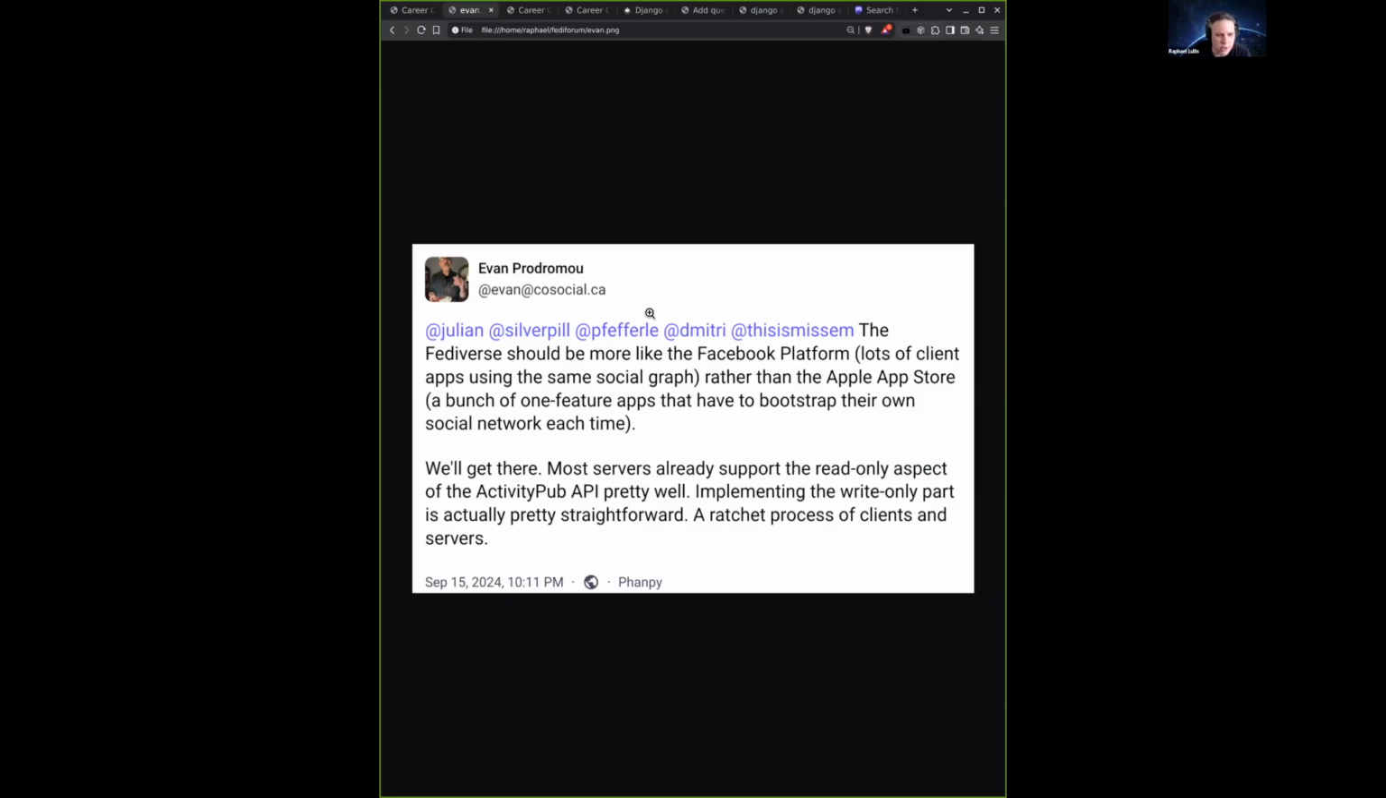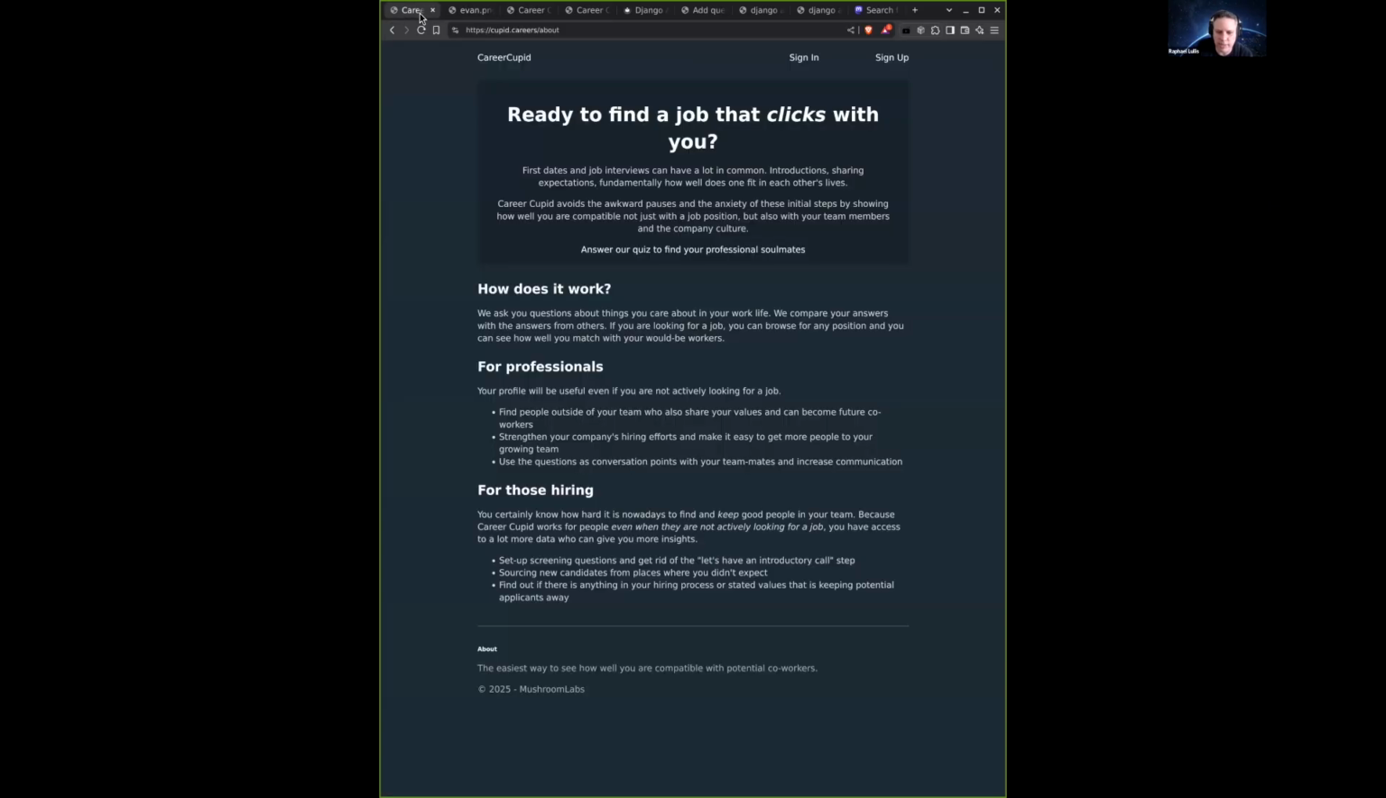And I want to take one of the comments from even some time ago that the Fediverse should be more than like the Facebook platform, like one graph where you could have all these different applications instead of just the Apple Store, which is just a bunch of apps that have one single use and they do not talk with each other, right? So one of the ideas was, instead of trying to rebuild LinkedIn, we could just say, why don't we make a website that needs to attract people, that needs to have the interactions, leveraging the social graph?